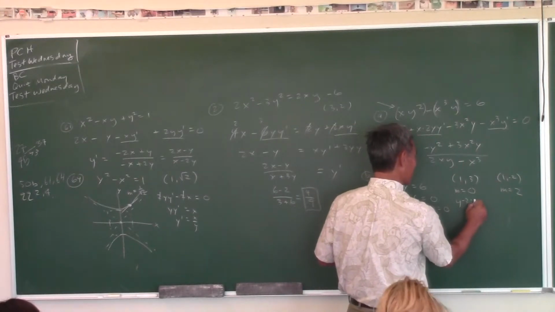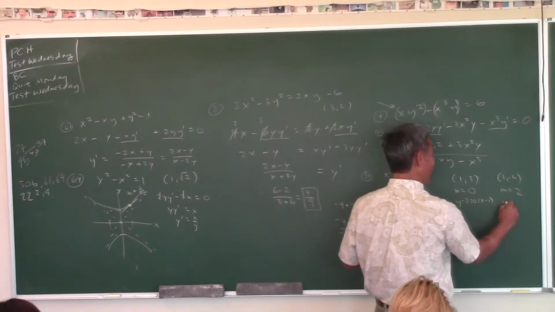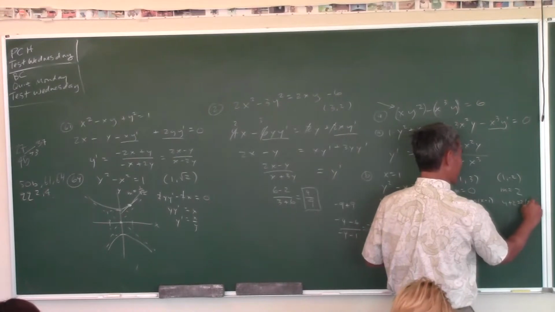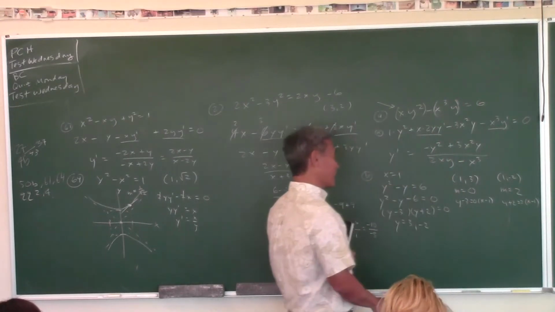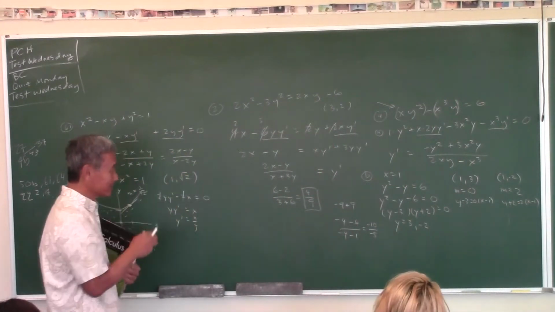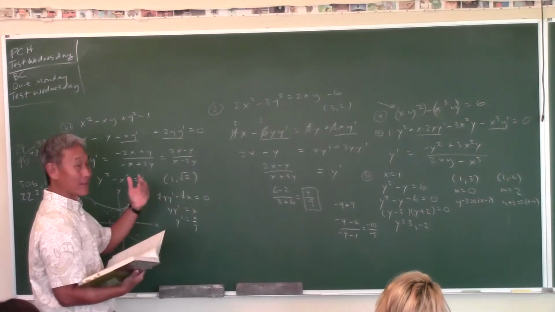Y minus 3 equals 0 times x minus 1. Y plus 2 equals 2 times x minus 1. Good enough. That's part B, so that's another 3 points.